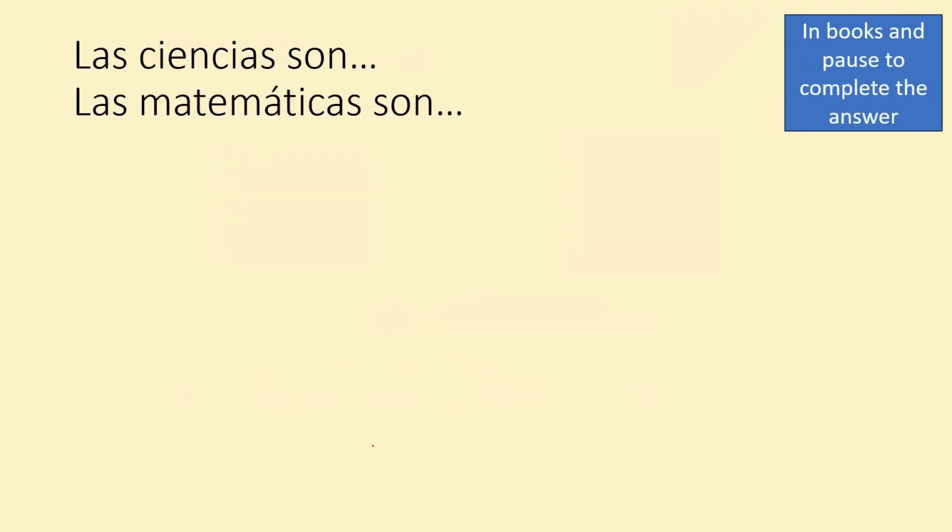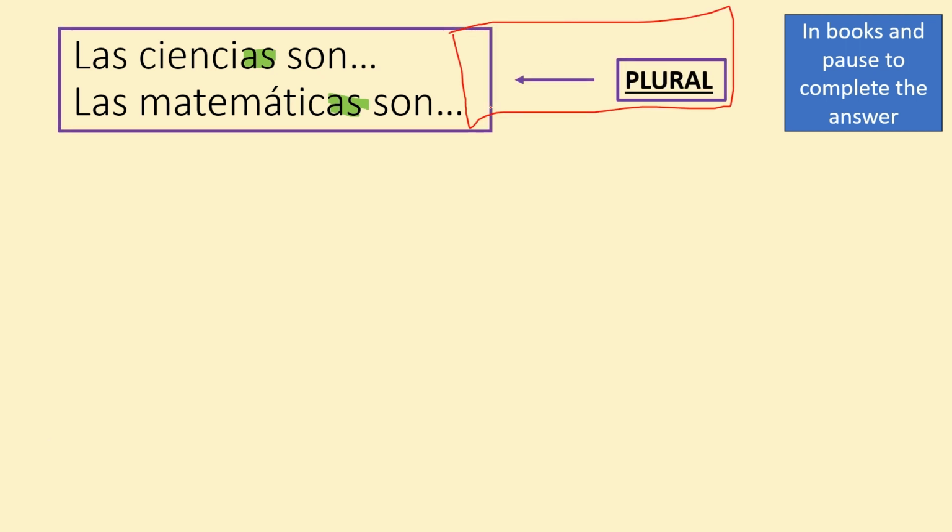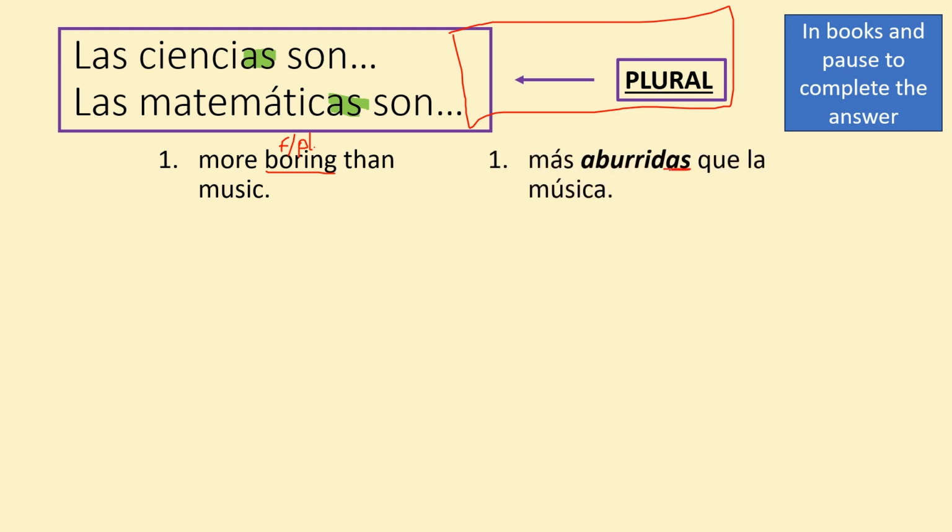Otherwise, let's move on. We have two subjects that we've been learning that are feminine plural. So the verb changes. We're not going to use es, we're going to use son. Our adjective also needs to be feminine plural. We're going to do exactly the same again, and all I want you to do is finish off this bit here. For example, more boring than music. So your boring needs to be feminine plural, FPL. Pause the video and write this little bit in your book. Answer in 3, 2, 1. Más aburridas que la música, because this agrees with both ciencias and matemáticas.